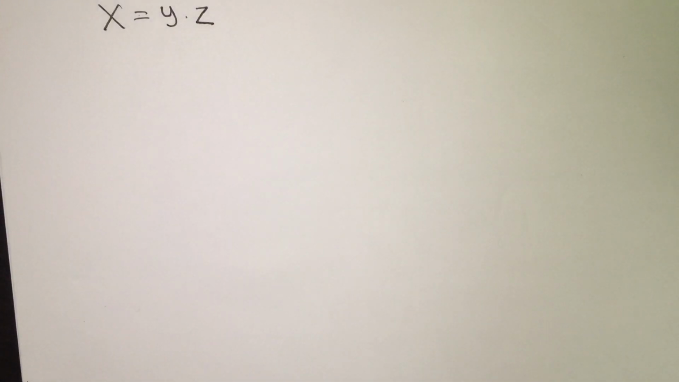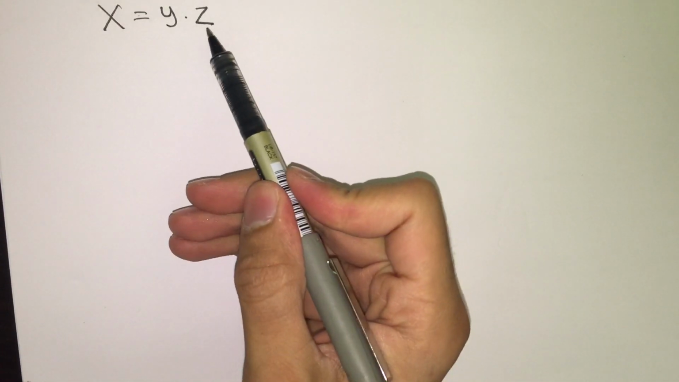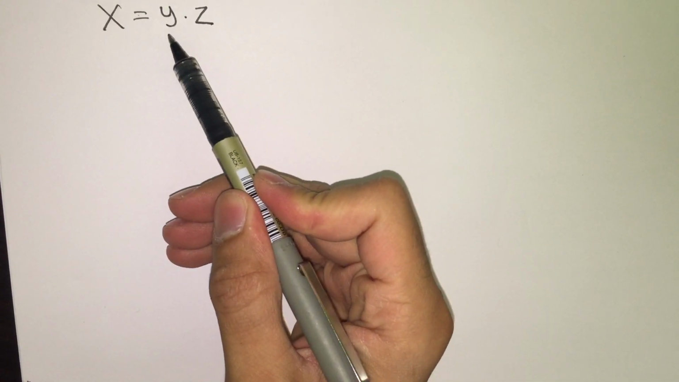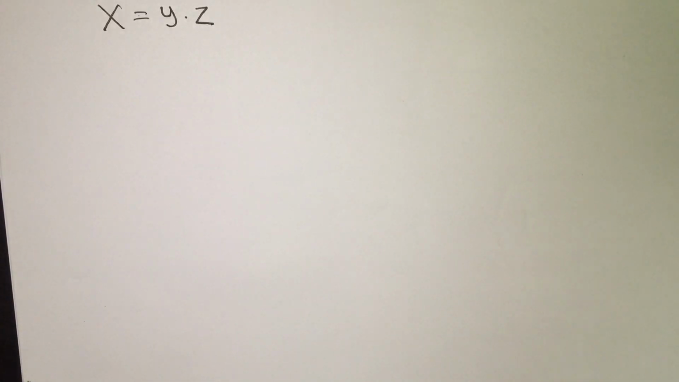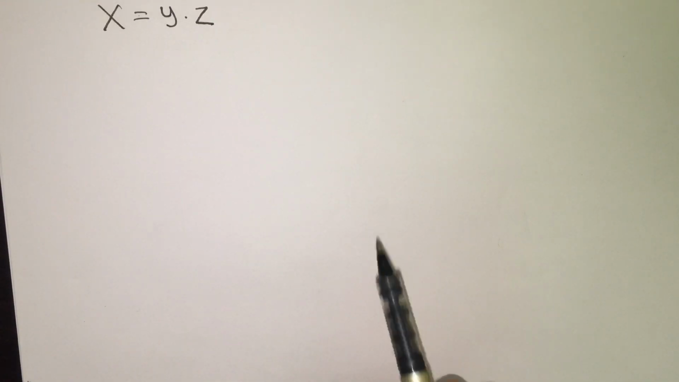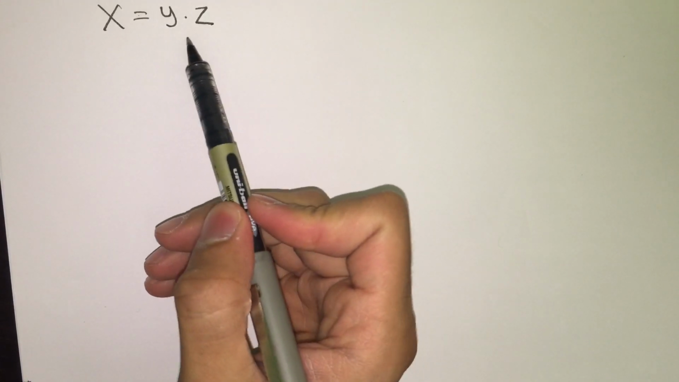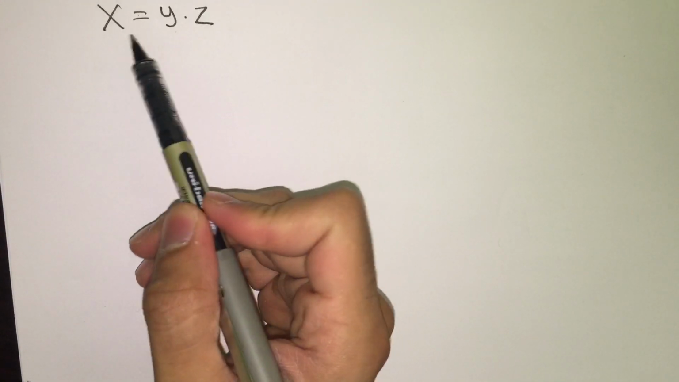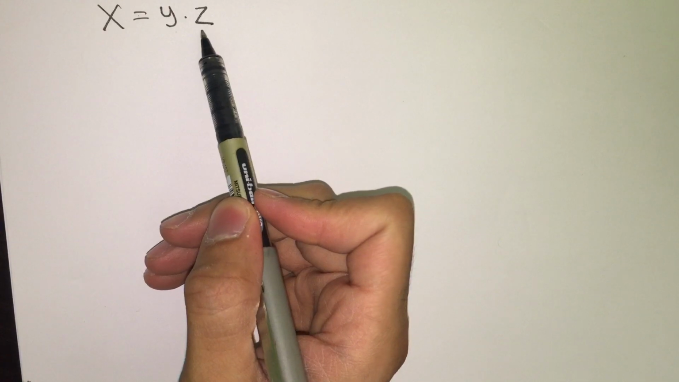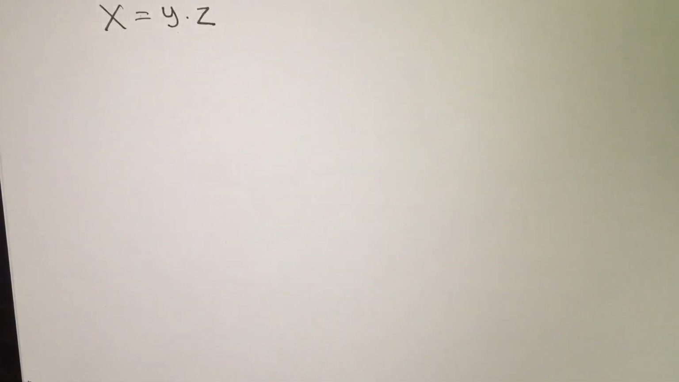So what does this mean? This means that if we have the value of z and the value of y, we could multiply them to get the value of x. Okay, what if I don't have the value of one of these? Let's say I have the value of y and the value of x, but I don't have the value of z. What do I do in this case?